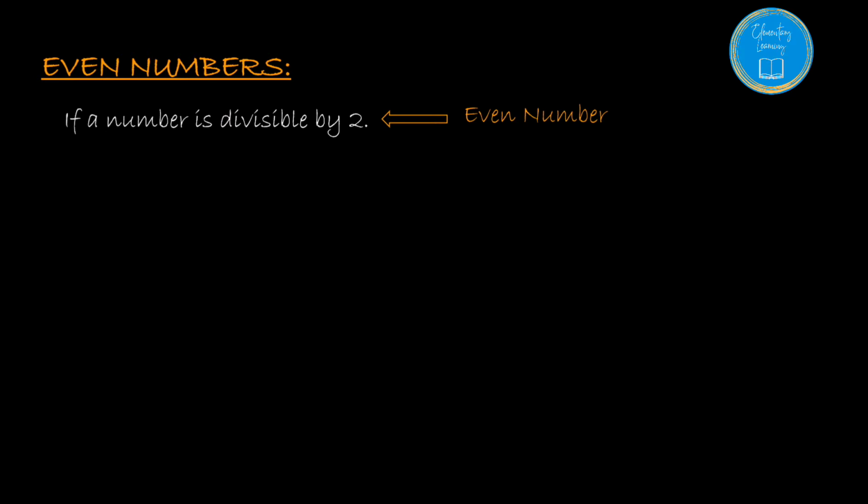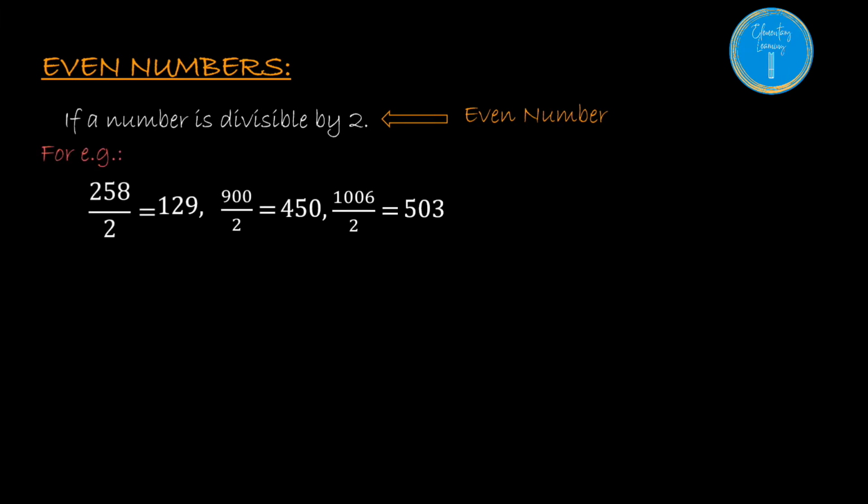So what are even numbers? If a number is divisible by 2, the number is said to be an even number. For example, 258. When 258 is divided by 2, the result is 129. Similarly, when 900 is divided by 2, we get 450, and when 1006 is divided by 2, we get 503.